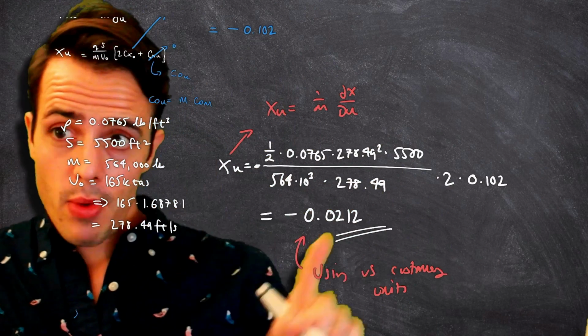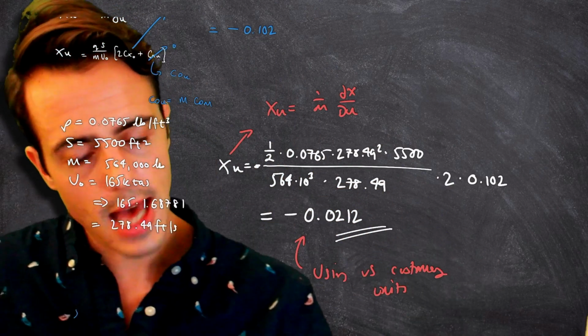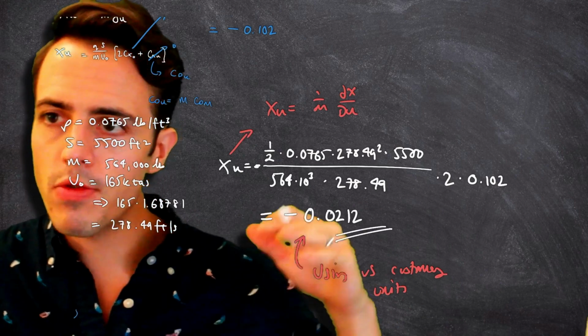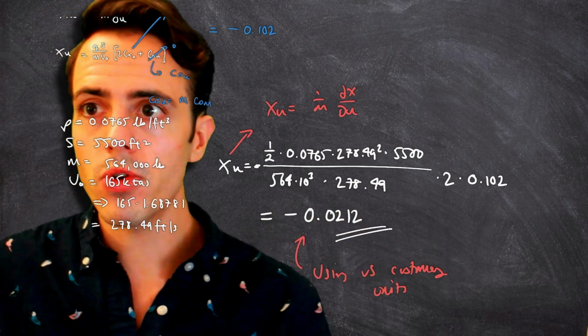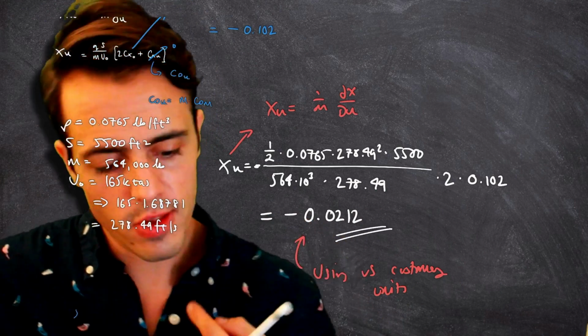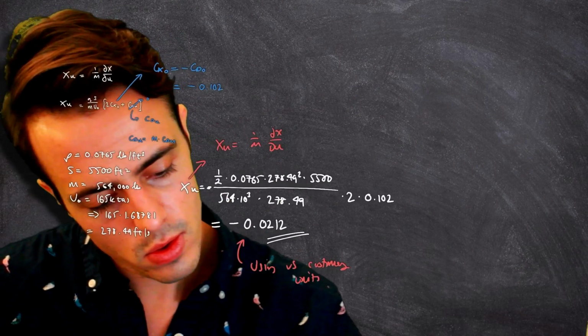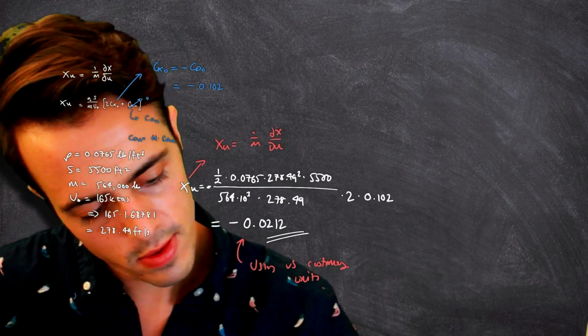But now we're here, let's go through these stability derivatives. So this is the value of Xu, which is the rate of change of the perturbational x force with perturbational forward speed when we've used US customary units. So let's see what it would be when we use SI units.